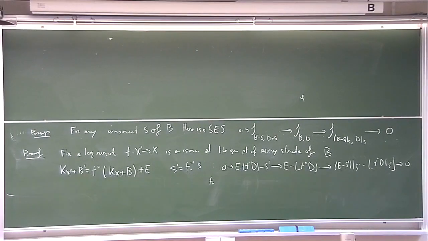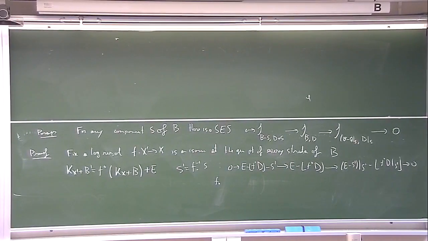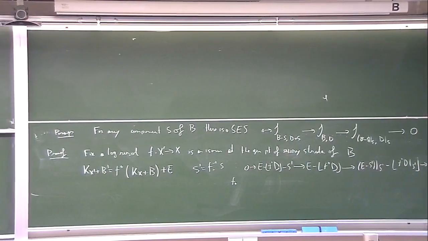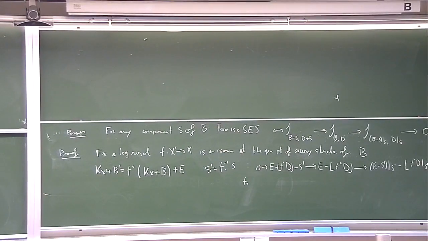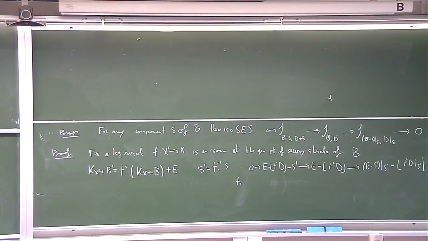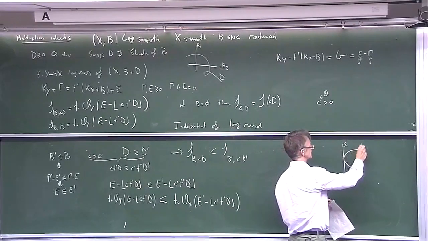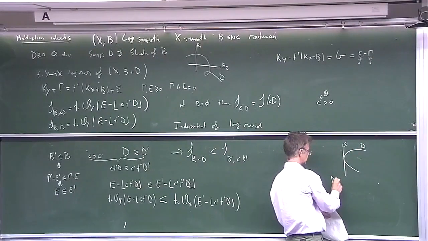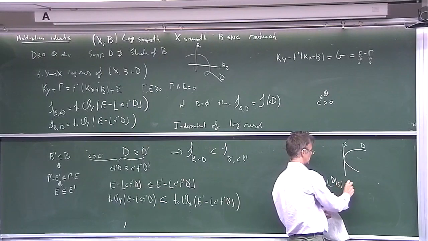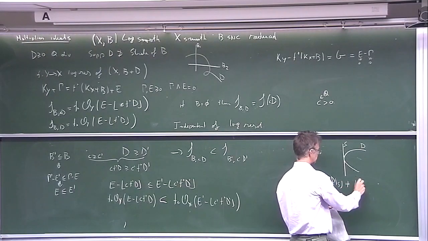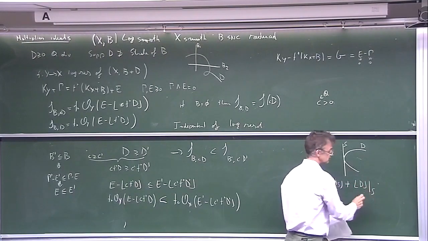Yes? I'm a little worried. You commuted the round down with the restriction at the end. Well, it's a log resolution. That doesn't work in general. So Kenji is worried about the following fact. If you have a divisor, if this is S and this is D, D restricted to S round down is not the same as the round down of D restricted to S.